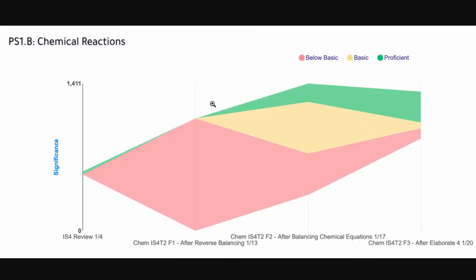We also have longitudinal reports, which measure student progress over time on an SEP, DCI, or cross-cutting concept. This report right here shows PS1B chemical reactions over the course of one unit in a chemistry teacher's classroom. It's pretty clear that the students started out struggling, and by the end of the unit, many students were proficient.